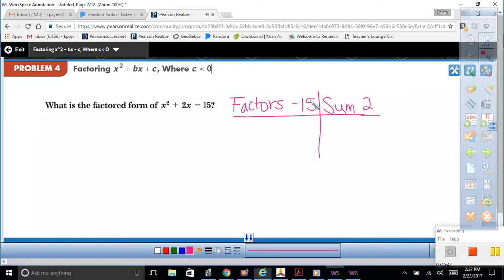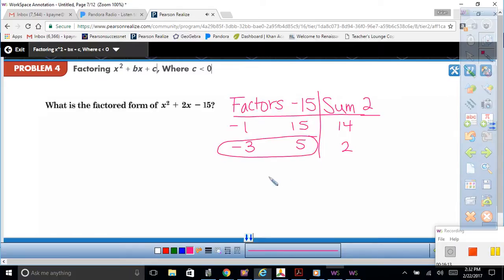So first I'm just going to ignore this negative. I'm going to write all the factors of 15, which are just 1 and 15, or 3 and 5. But the only way to get a negative product is if just one of my factors is negative. So you can try it on the smaller number. Negative 1 times 15 is negative 15. You add those together, you get 14, not 2. Negative 3 plus 5 is 2. So negative 3 and 5 are my numbers.